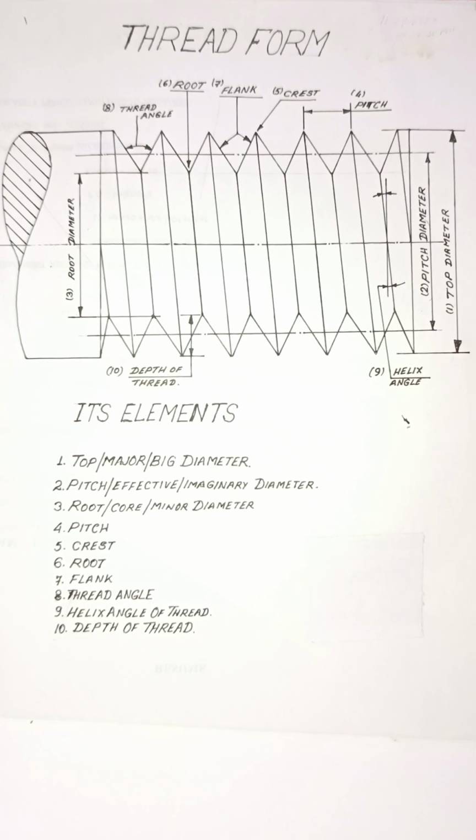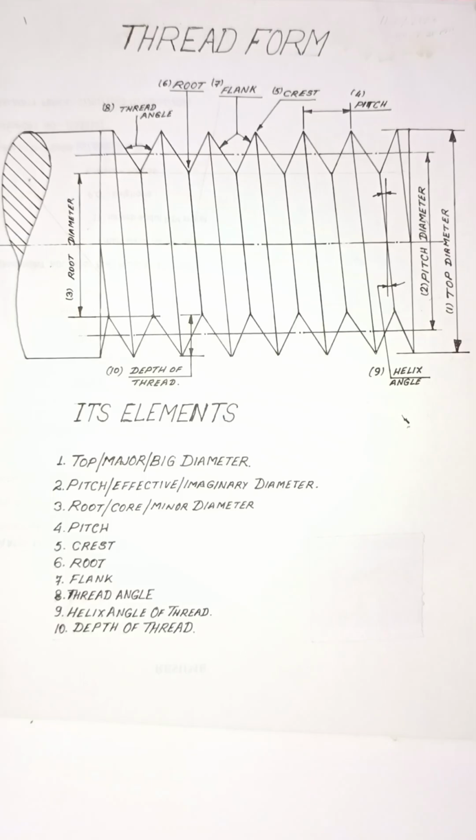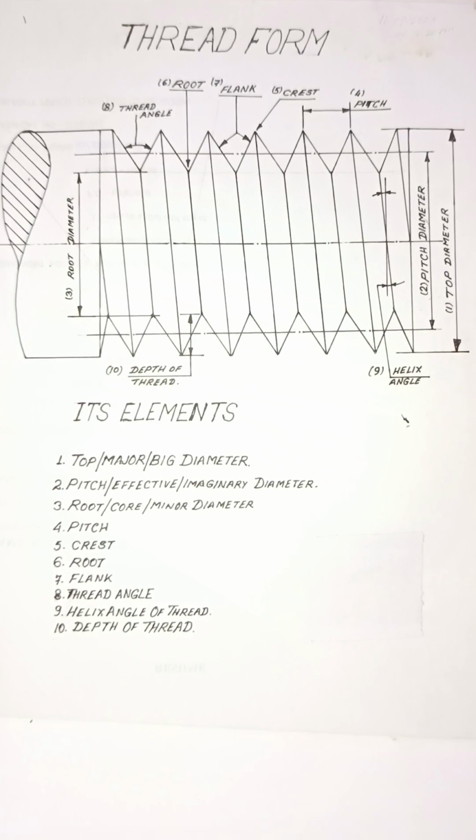And next, after completing the thread, this point and this point, here is a line, this is called root diameter. So the difference between top diameter and root diameter is, if you subtract the total depth of cut from top diameter, we get root diameter.